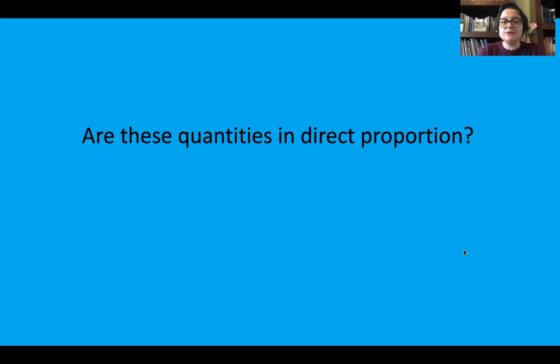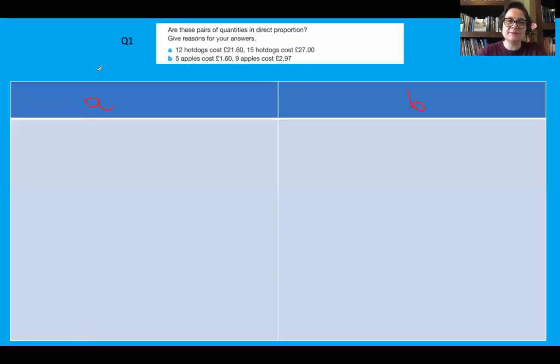Today, we are going to, again, learn about direct proportions. The questions here are those type of questions where you are given both quantities, so the answer to both quantities, and you need to find out whether these quantities are in direct proportion. So let's have a look at the first example.